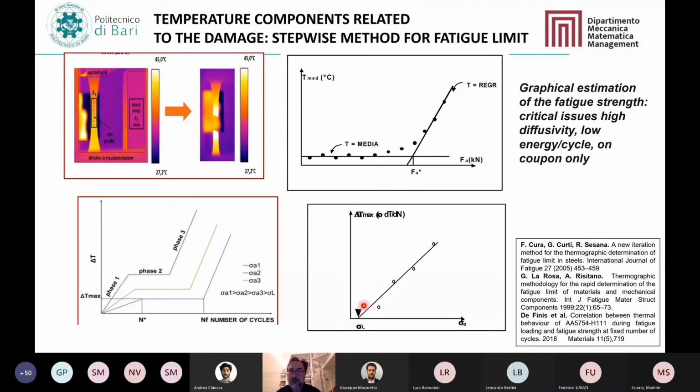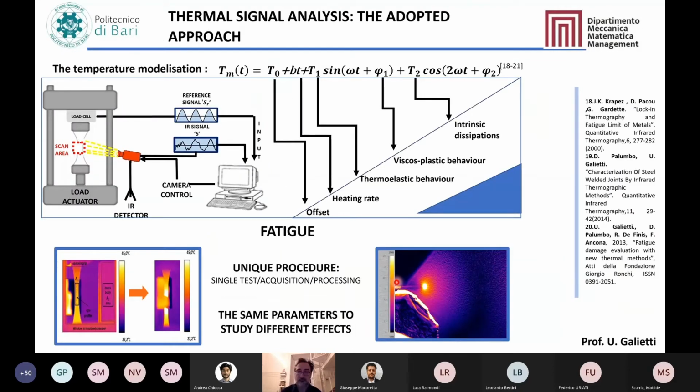Also, the analysis of this ramp, this temperature change rate, makes it possible to obtain the fatigue limit simply by taking the value of the ramp and going backwards to see when it was set.